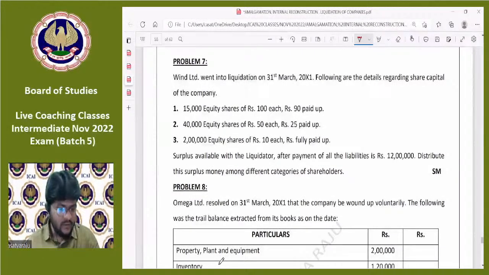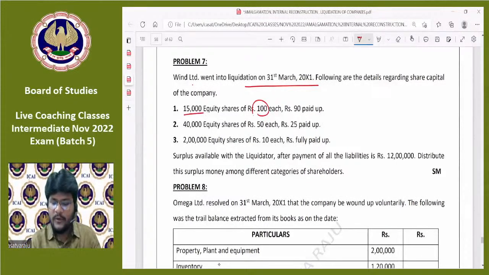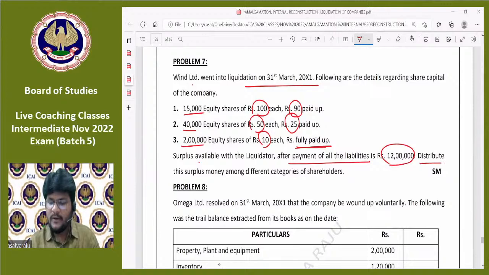Any other doubts? Then quickly let me check. Then we'll jump into problem number 7. Please concentrate on problem number 7, guys. Wind Limited went into liquidation on 31st March 2011. Following are the details regarding share capital: 15,000 equity shares, 100 rupees each, 90 rupees paid up; 40,000 equity shares, 50 rupees each, 25 rupees paid up; 2 lakh equity shares, 10 rupees each, fully paid up. Surplus available with the liquidator after payment of all the liabilities is 12 lakhs. Distribute the surplus among the different categories of shareholders.